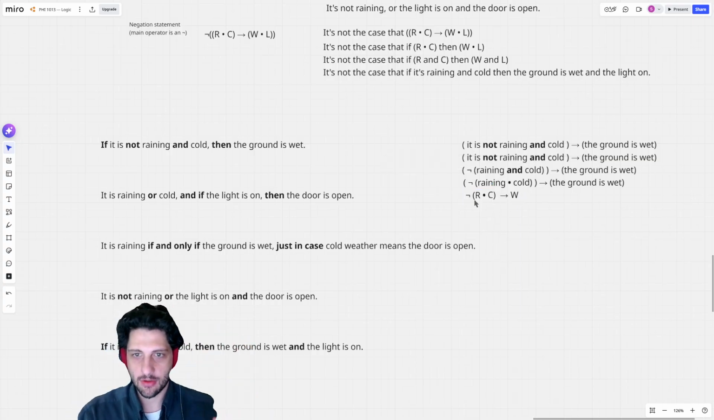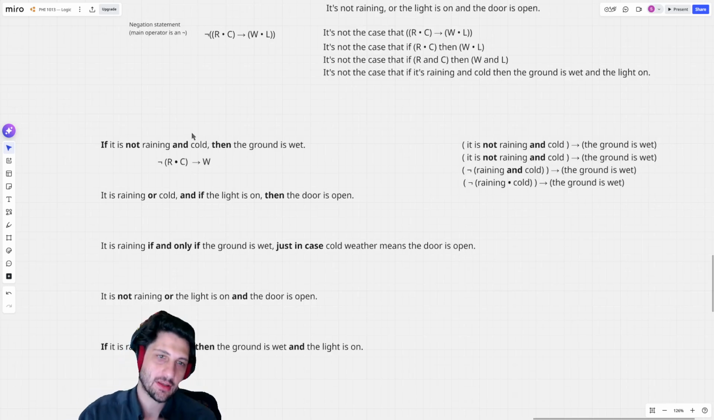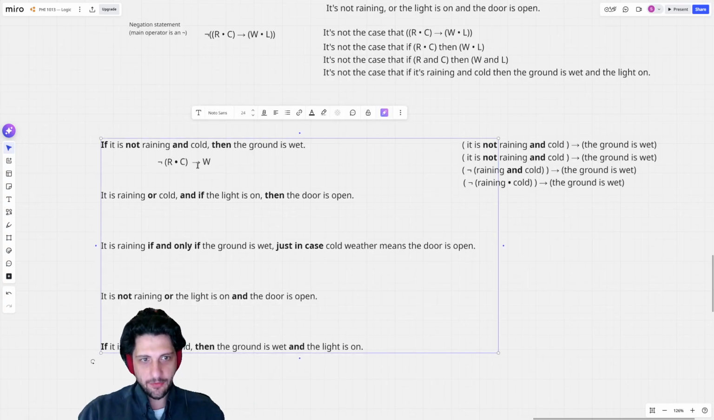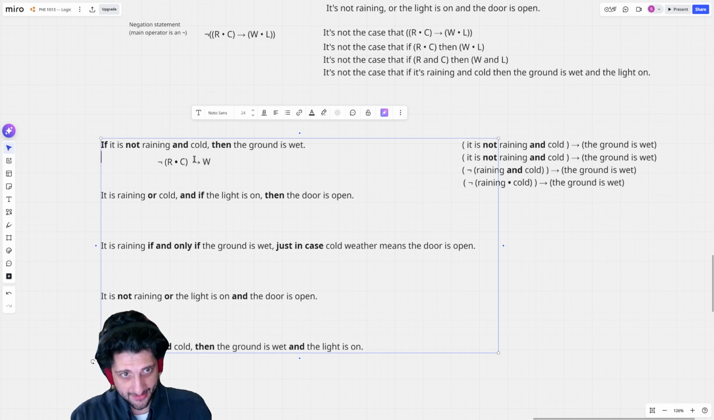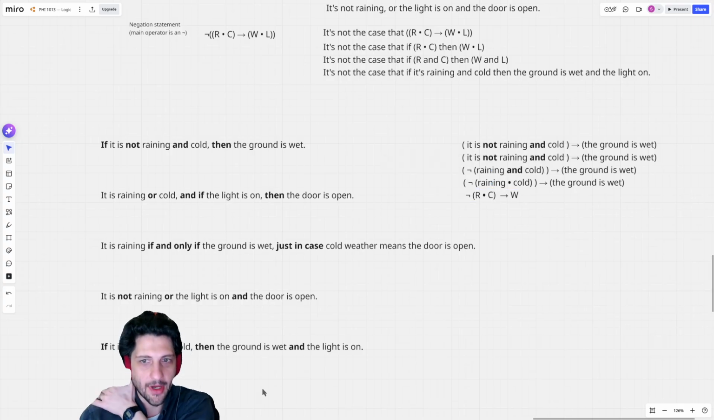Notice that's the same sentence here. This is the sort of thing that you want to try to get more and more comfortable with. If I see this main operator as a conditional, I'm saying if this left side, where this left side is just a negation, I'm saying if it's not the case that both R and C, then W will happen, or W is true. Okay, so we're going to try to do that same thing with the rest of these.